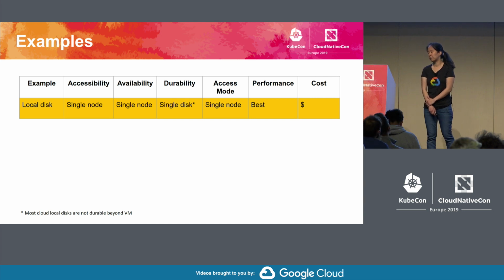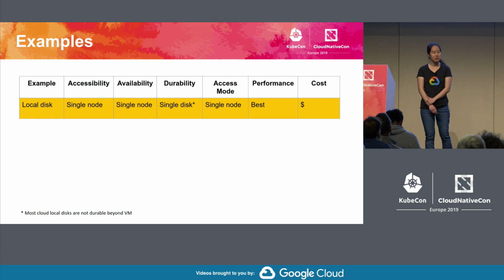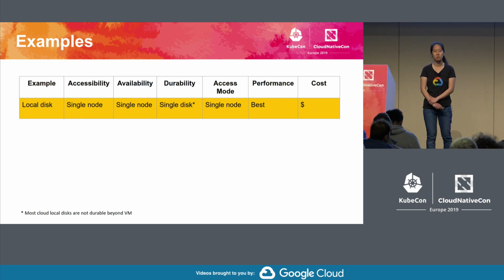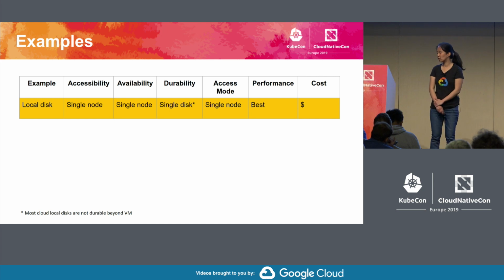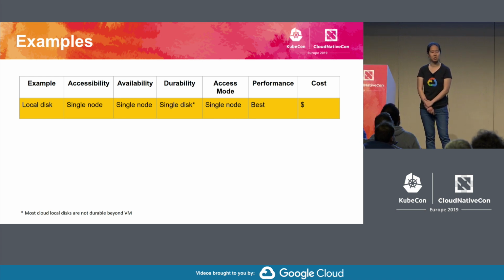It's important to also point out that in many cloud environments, the local disk offerings are not durable beyond the life of the VM, which means that if that VM gets terminated or the physical host has an error, then all the data on that local disk is completely lost. So this is something you really need to carefully consider if you want to use local disks in your application.